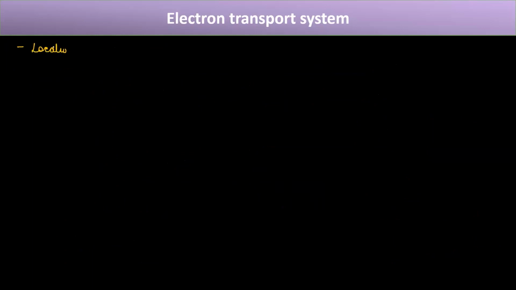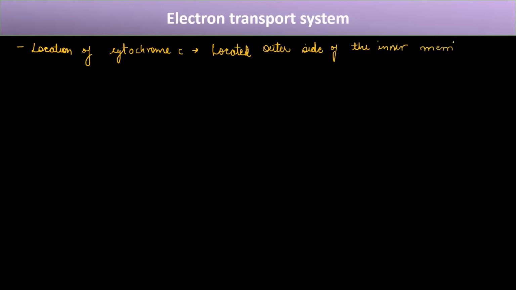So what is the location of cytochrome C? It is located on the outer side of the inner membrane. Okay. So this is the location of cytochrome C.